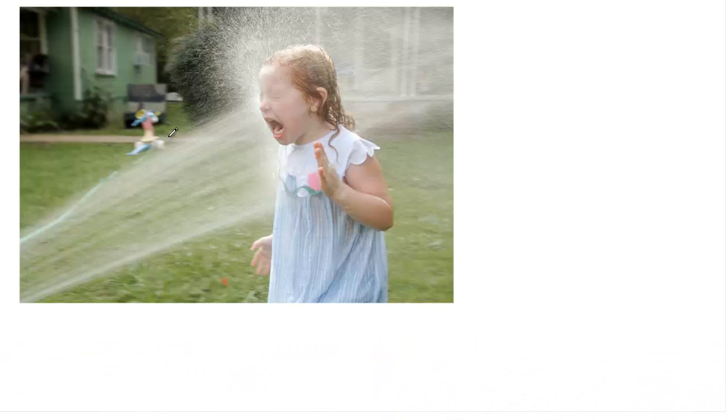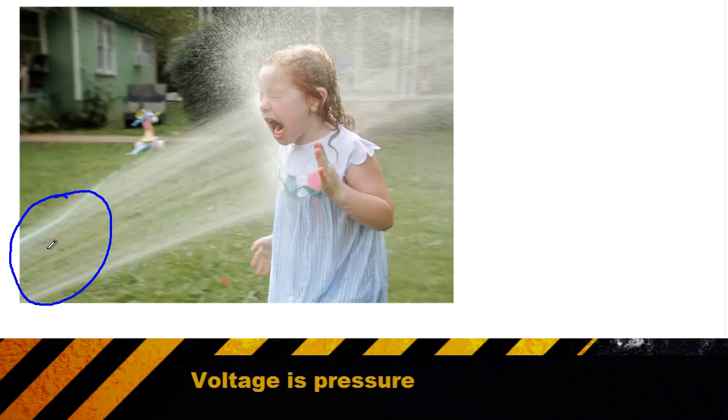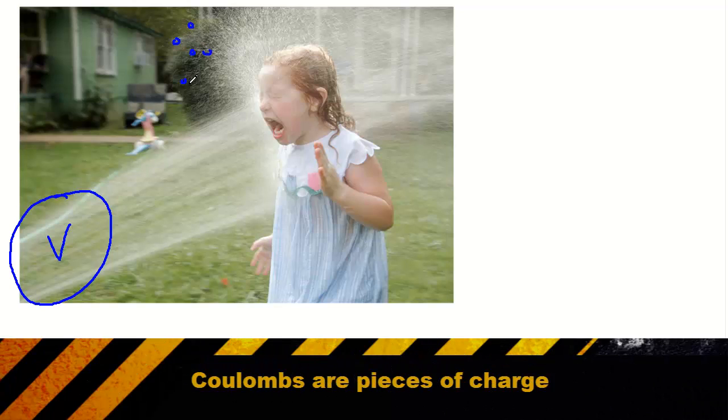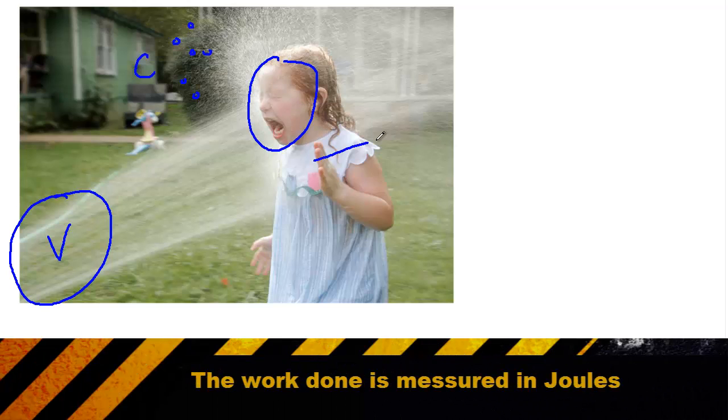So let's continue our water analogy to describe all the different components of electricity. If the water coming out of the hose is our electric current, then the pressure behind the hose is going to be our voltage. Each tiny drop of water that comes out of the hose is going to be a coulomb. The amount of force that's applied to her face by the water, and how far she gets pushed back, that's going to measure our work, which we describe in joules.